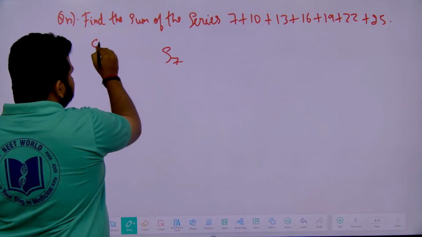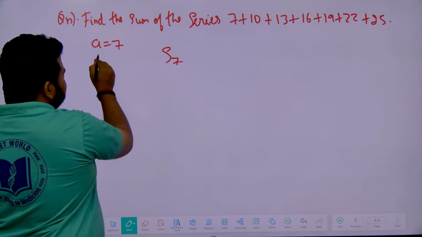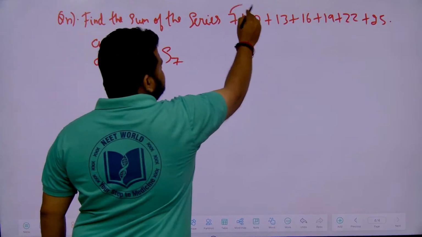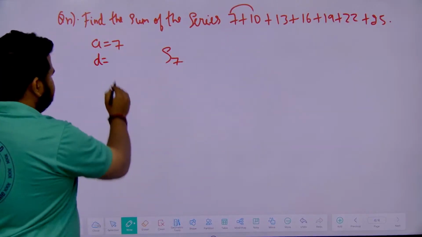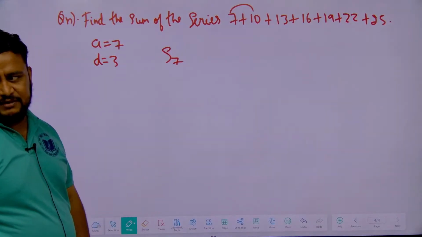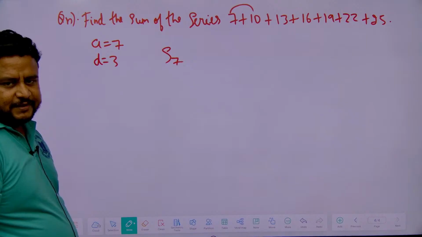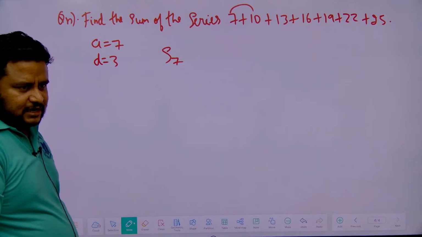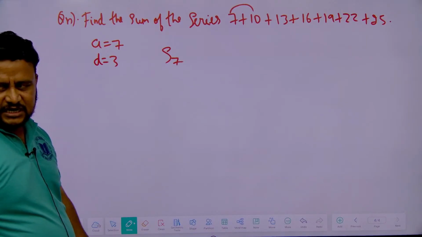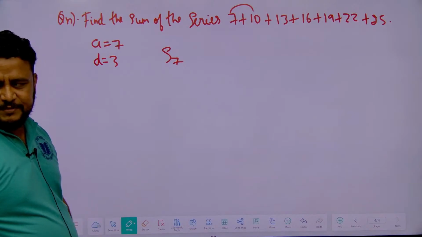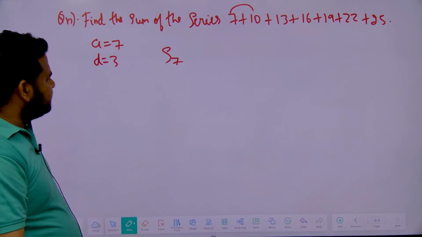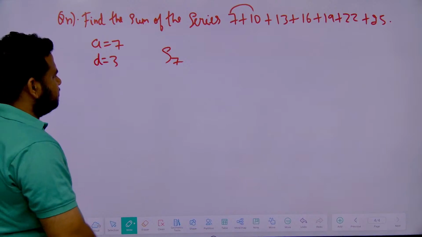Here A is 7. Common difference D is 3. You have to be engaged in the class, then only you can learn, be it any class. Whatever has happened in previous attempts or when you were in the regular batch, forget it. Start afresh, focus on the class. Then only you will be able to score well. So D is equal to 3.